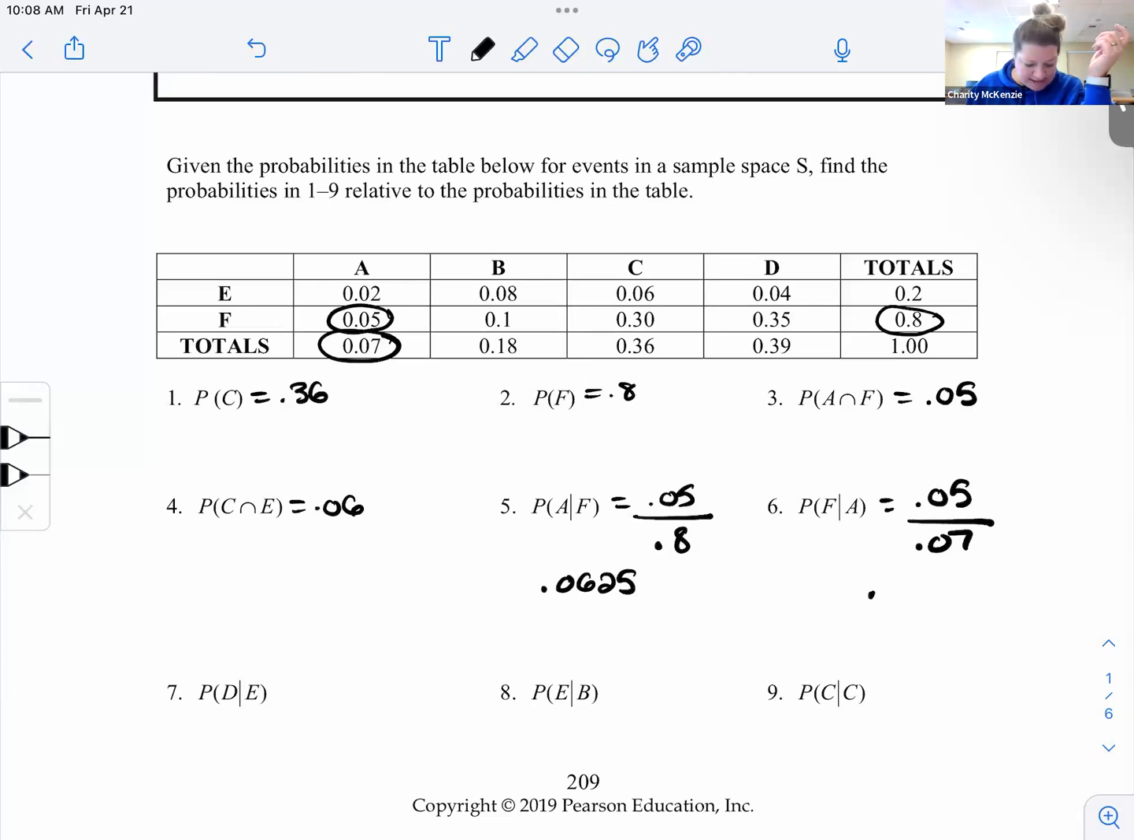This one is 0.7143. Oops, delete. Was trying to draw a triangle in the middle of my writing there.